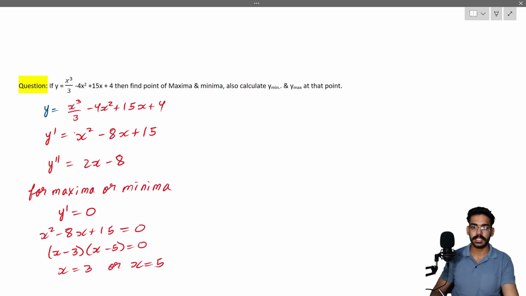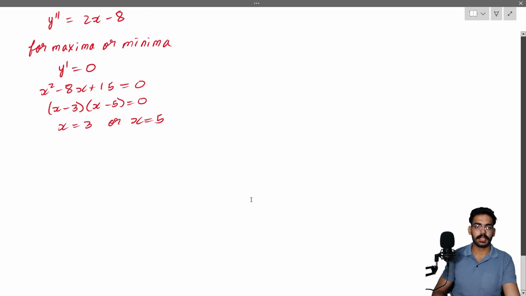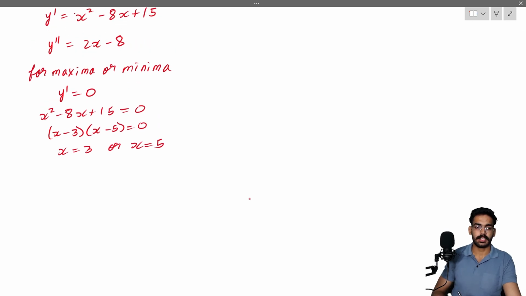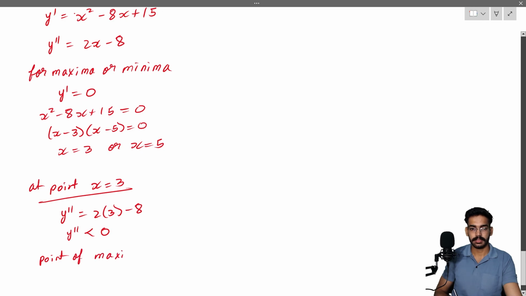Particularly, for that we are going to check the sign of the second derivative. So let's see, the second derivative we calculated. What is the second derivative? 2x minus 8, right? So at x equals 3, y double dash is equal to 2 into 3 minus 8, that is 6 minus 8, which is minus 2, so this is negative. So I can say this is a point of maxima.